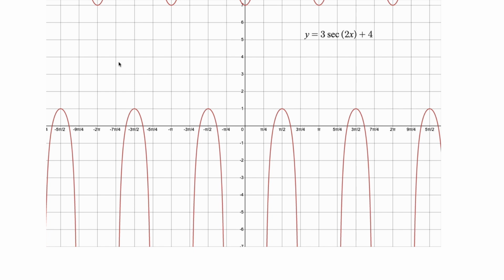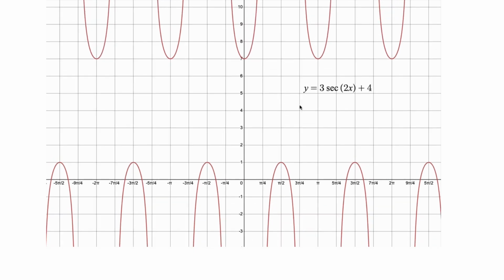So as we can see, the graph has shifted up 4 units. Now this minimum point is way up here at 0.7, the relative minimum, and these relative maximums are at 1. So everything just shifted up 4 units. And that is explaining basically step by step what happens to the secant.